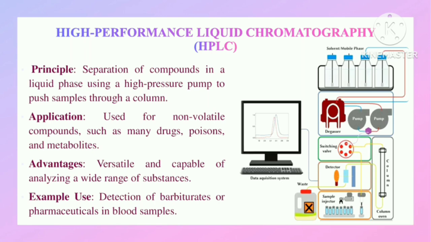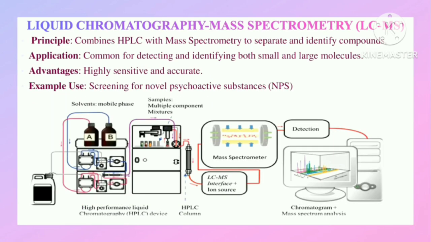It is most versatile and capable of analyzing a wide range of substances such as barbiturates and other pharmaceuticals, and drugs in blood samples. Moving on with liquid chromatography mass spectrometry or LCMS. It is a combination of HPLC and mass spectrometry and therefore works on the principle of both together, that is separation and identification of compounds. It's most common for identifying and detecting both small and large molecules in complex matrices. Its high sensitivity and accuracy make it more reliable for the screening of novel psychoactive substances.